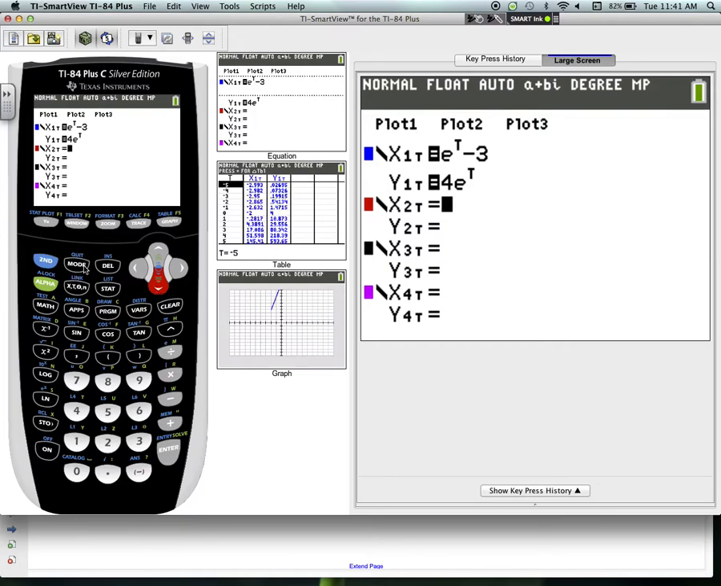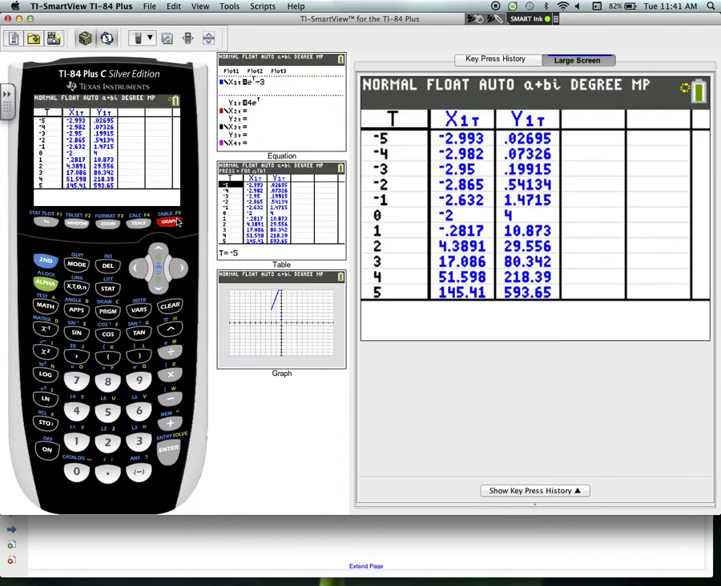Next thing you're going to want to do is hit second graph. This will bring you to the table. This will give us some values that we want. Now we want to start at t is 0. So notice my first couple get very big very quickly. That's because we're working with something that's exponential. So my first point is -2, 4, and I'm just going to copy the rest of those down.